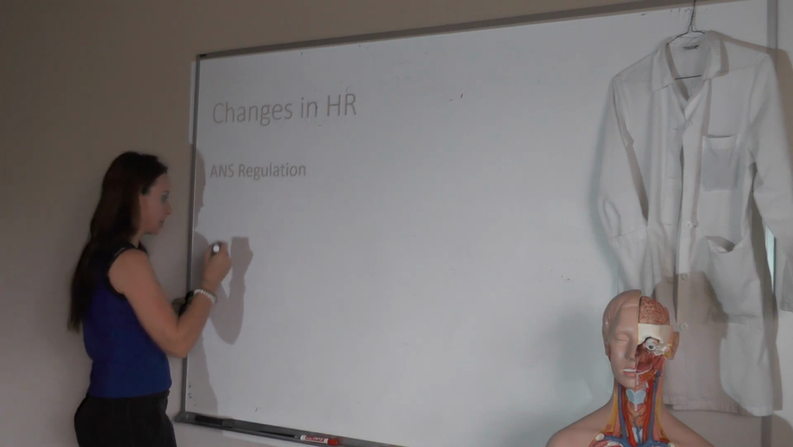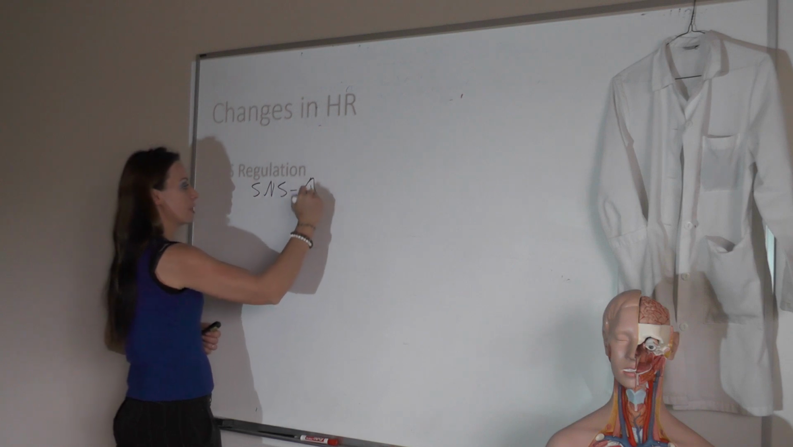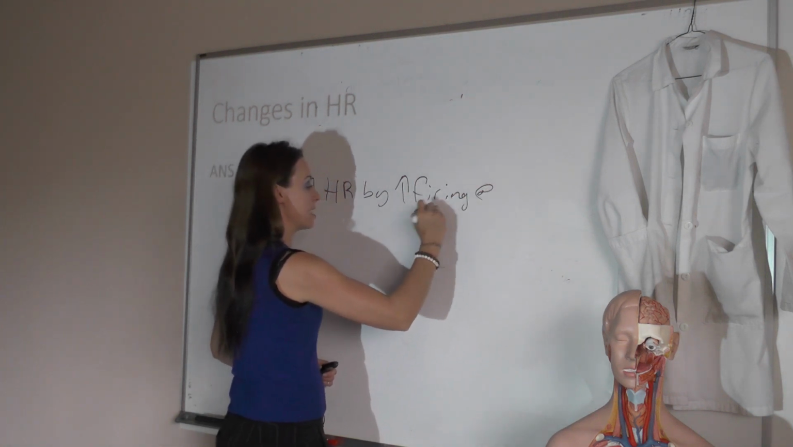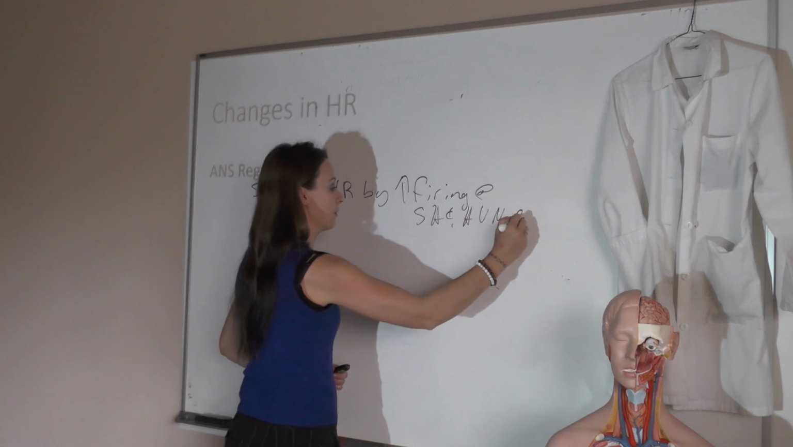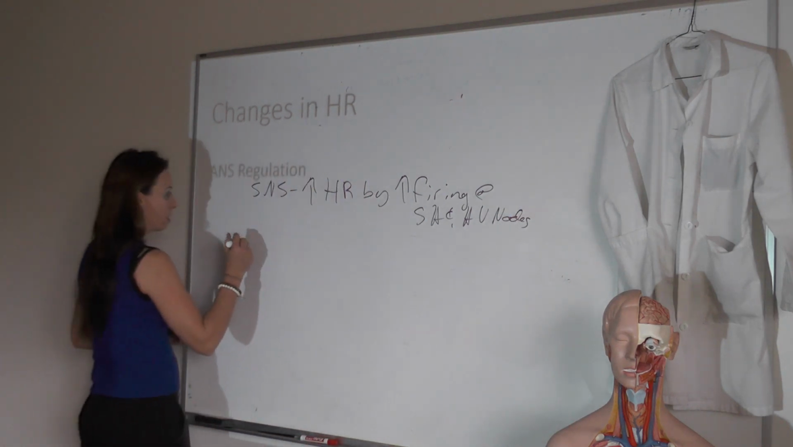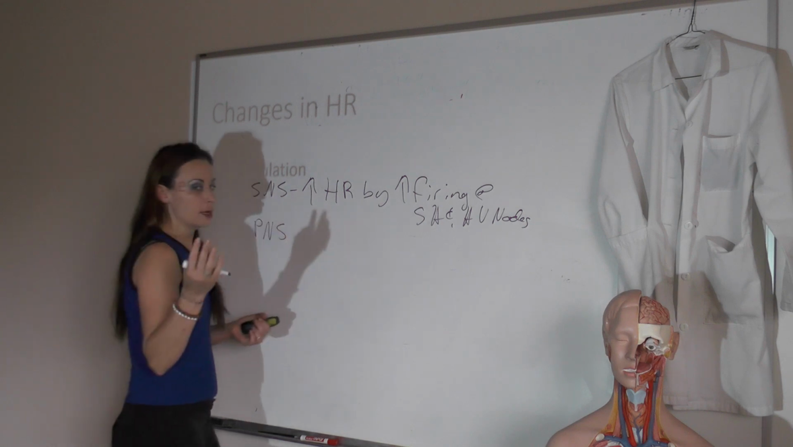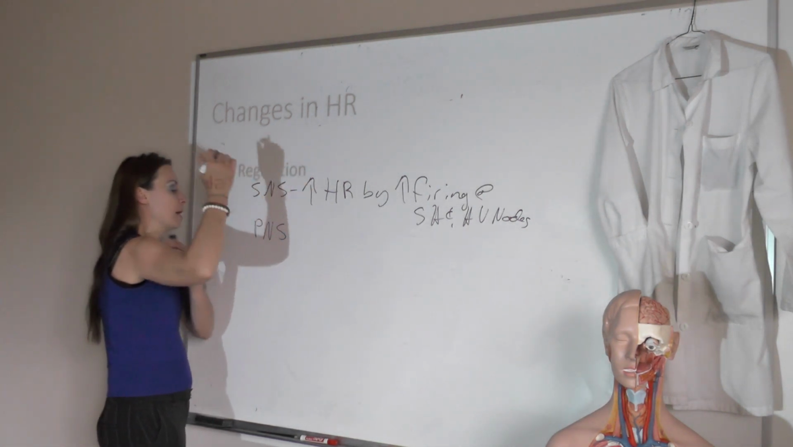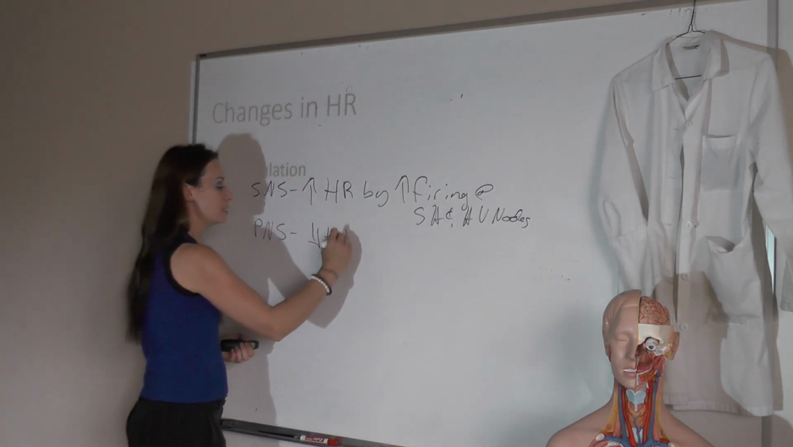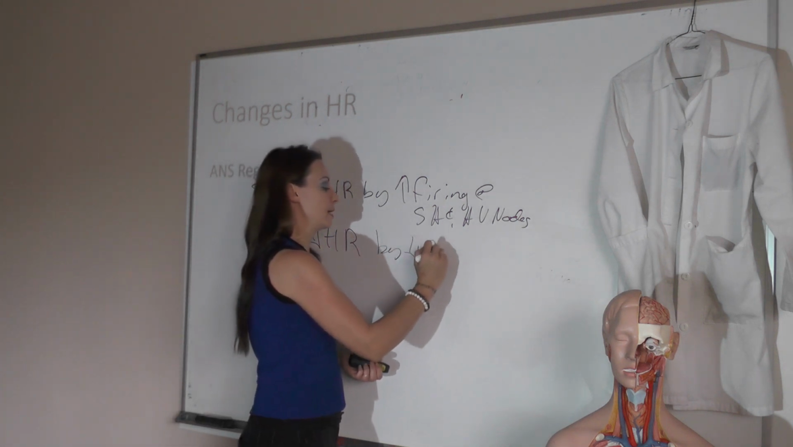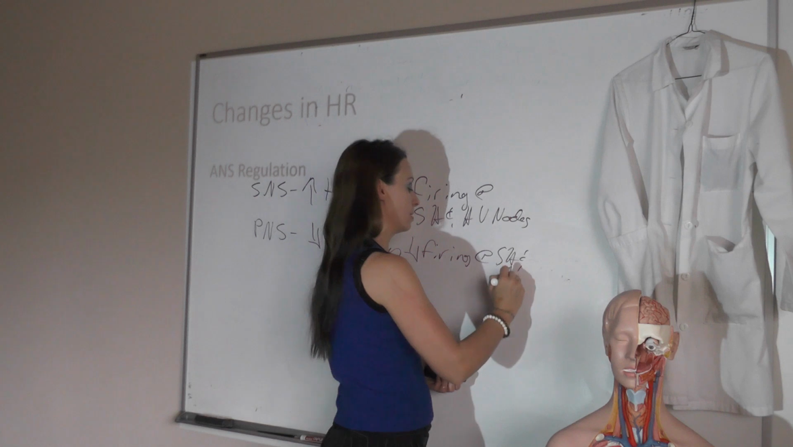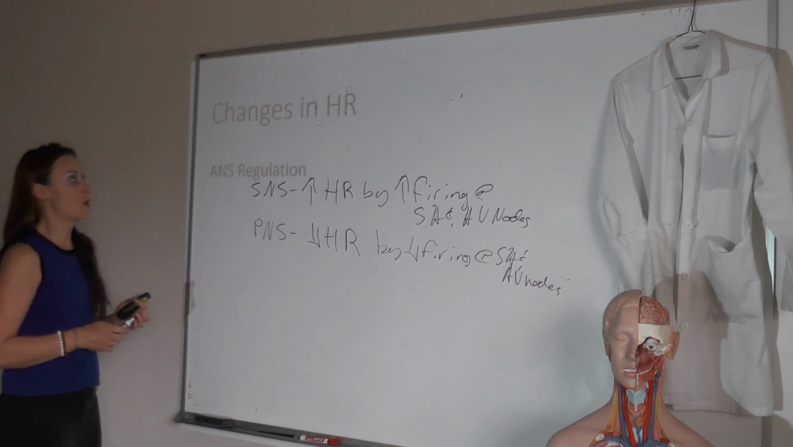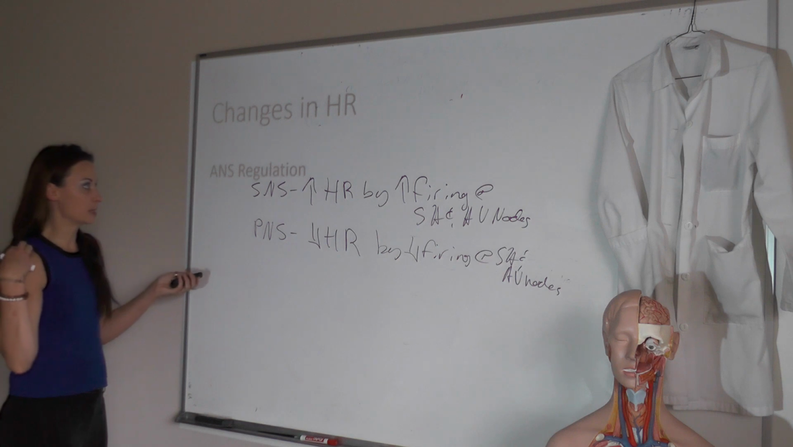So for autonomic nervous regulation, we could say our sympathetic nervous system is going to increase heart rate by increasing firing at the SA and AV nodes. For a decrease in heart rate, the parasympathetic nervous system is going to, after an increase due to sympathetic nervous system activation or something like that, after an increase, the parasympathetic nervous system is going to kick on board, and it's going to decrease your heart rate by decreasing the firing at the SA and AV nodes. So that's how the autonomic nervous system is going to interact with our heart rate.